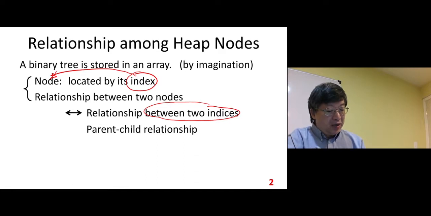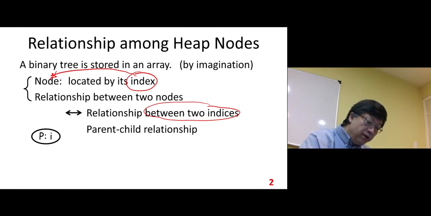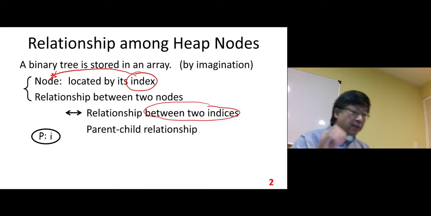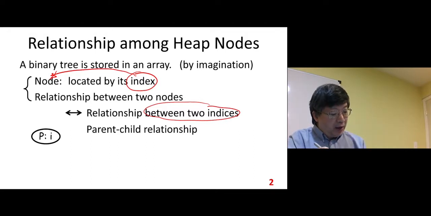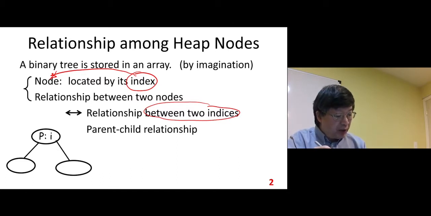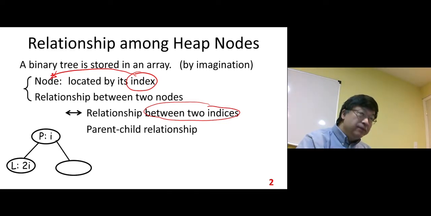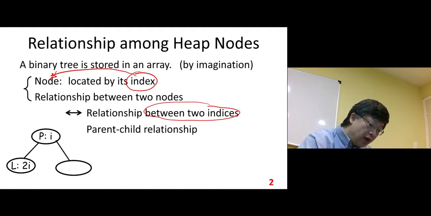Okay. Let's look at the parent-child relationship. So that's the typical relationship inside a tree. General tree. So here it's a binary tree. First, parent node P with index at I location. Then let's assume there are two child nodes, left child node and right child node. For the left child node, we make its index or location at 2i.